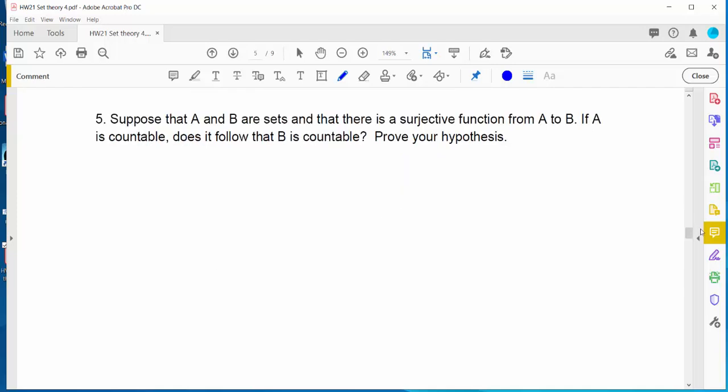So this next one says, suppose that A and B are sets and there's a surjective function from A to B. If A is countable, does it follow that B is countable? So even though this is a question that is not simply about finite sets, but encompasses infinite sets as well, you can easily get an idea for how you would approach this by just, again, visualizing a finite surjection, right?